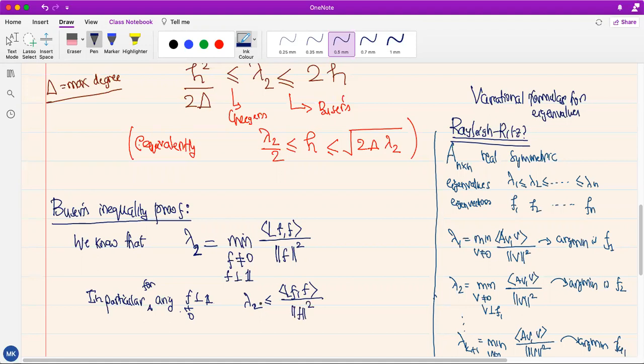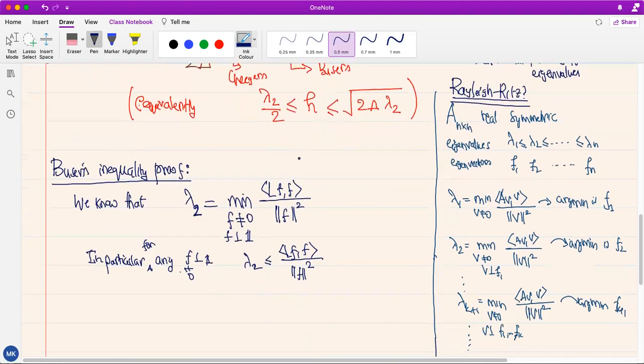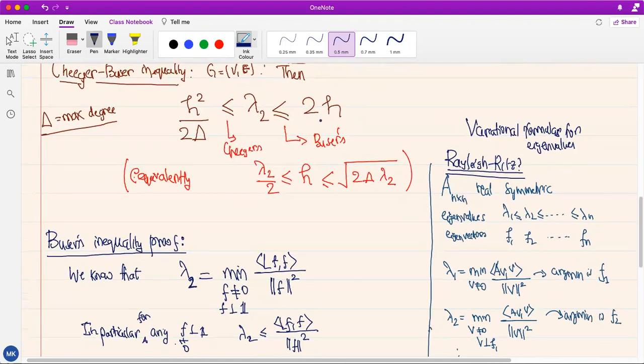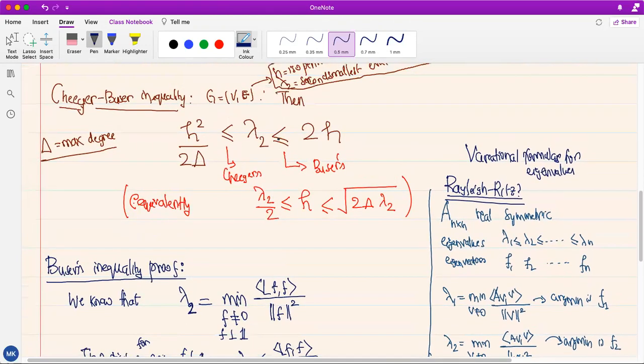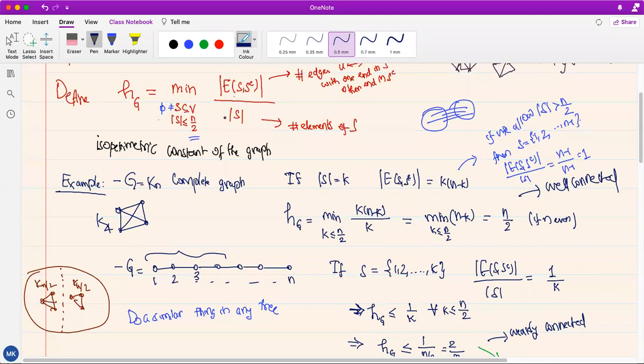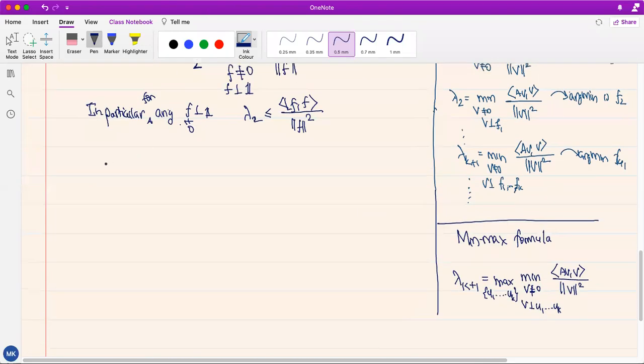Now I want to say that lambda 2 is less than or equal to this. So what shall I do? If I can find a vector f such that its Rayleigh quotient here is 2h, then I will be done, right? And what is h? h itself is a minimum. So let's do it for this. For each S, so fix any S contained in V with cardinality of S less than or equal to half of the number of vertices.